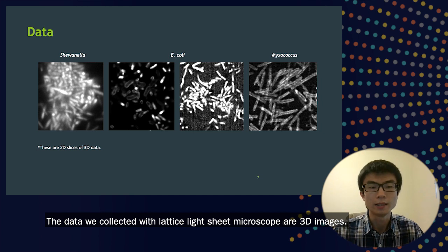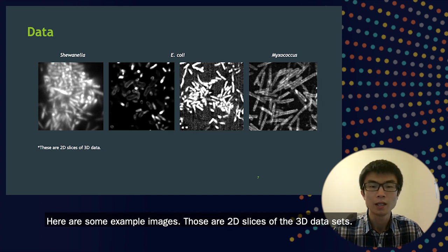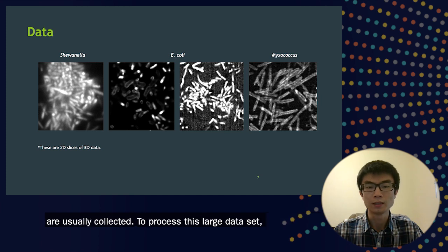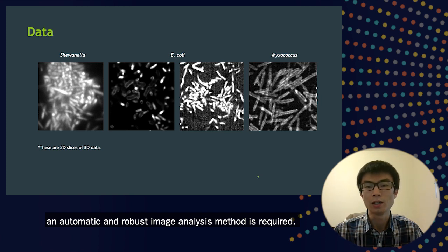The data we collected with the Lattice light sheet microscope are 3D images. Here are some examples. Those are 2D slices of the 3D datasets. For a long-term experiment, several hundreds of gigabytes of datasets are usually collected. To process these large datasets, an automatic and robust image analysis method is required.